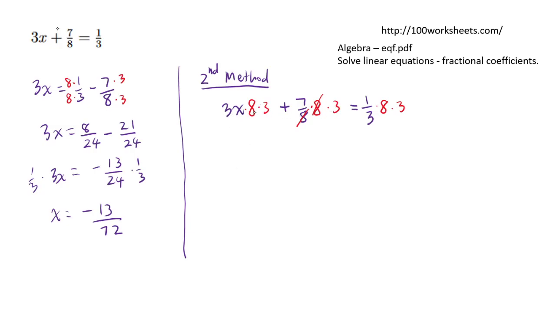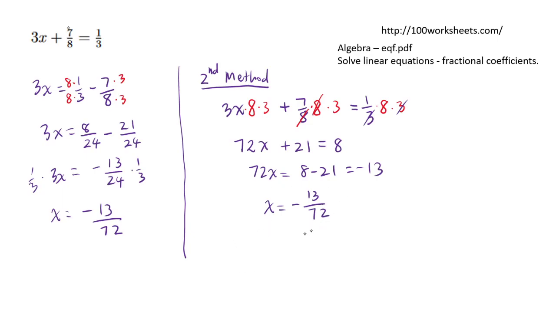And then 3 times 8 times 3 gives you what? It gives you 72. 3 times 8 is 24. 24 times 3 is 72. 7 times 3 is 21. And 3 cancels and gives you 8. Now you subtract 8 minus 21, which is negative 13, and then finally divide by 72, and you get negative 13 over 72. And usually this gives you a quicker answer.